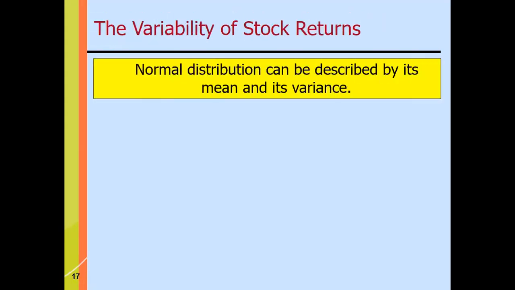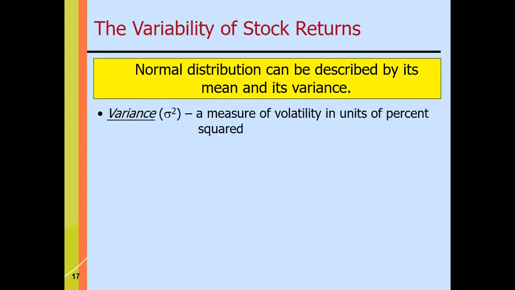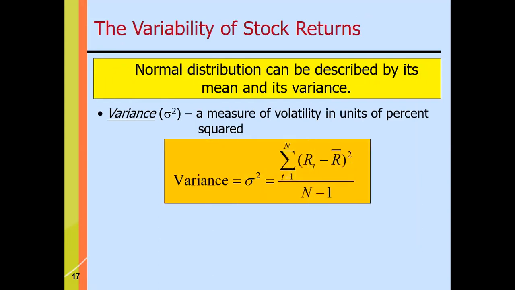So the variability of stock returns can be described by its mean and its variance. The variance, which is our symbol here, sigma squared, is a measure of volatility in units of percent squared. And then how do we get that? Basically, we get the difference of the return for that particular year, or time period, depending on the given data or table, and we deduct the average returns.